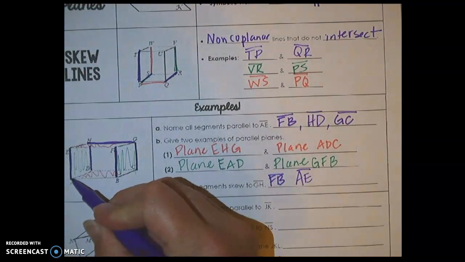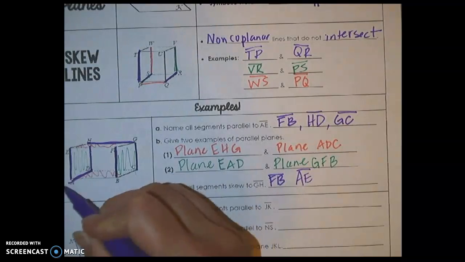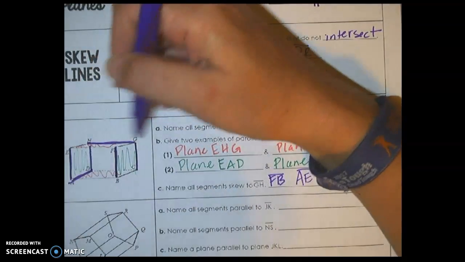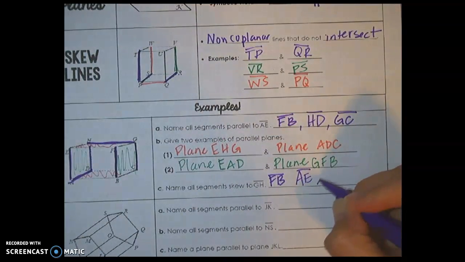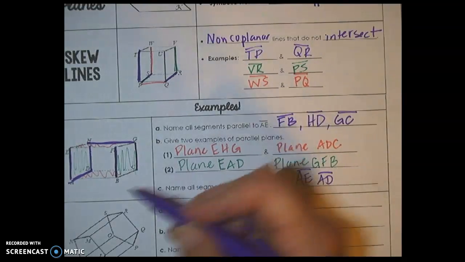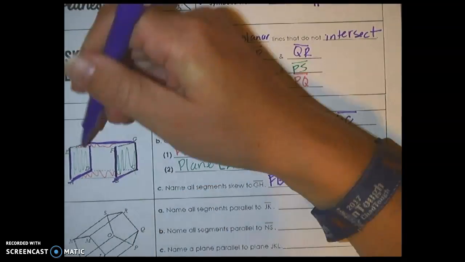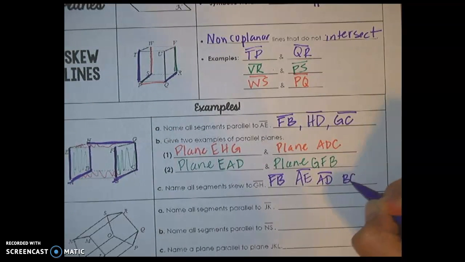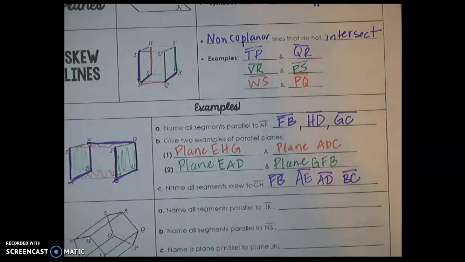AD, this line right here, is going this way. That is up there. So AD. And if you're not sure, the best thing is to look at a box, and you would see these pretty clearly. So if you need a box to look at or a rectangular prism, just let us know. BC is my other one right here. That is never going to touch. So BC is skew to GH.